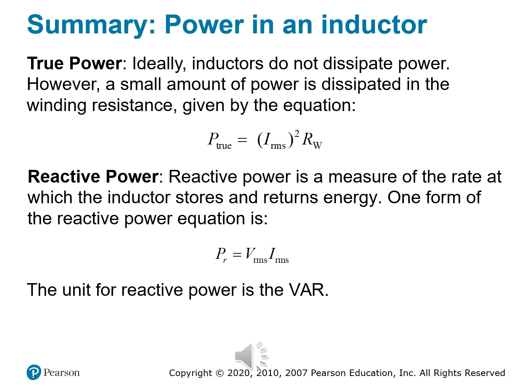I'm going to go ahead and repeat that. You're looking at the formula on the slide, but I just want to make sure I say it. True power is equal to RMS current squared times winding resistance. And this is the real power the inductor dissipates. It's turned into heat, just like a resistor. So let's go ahead and talk about reactive power.